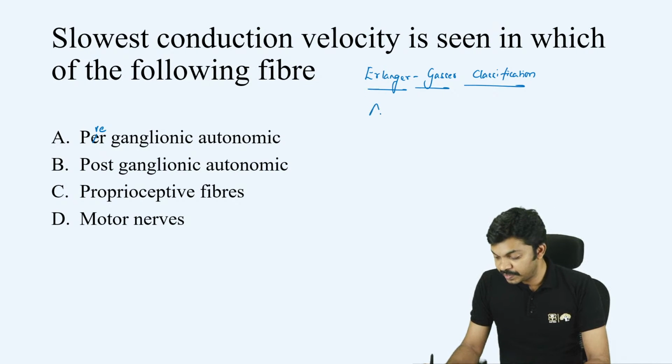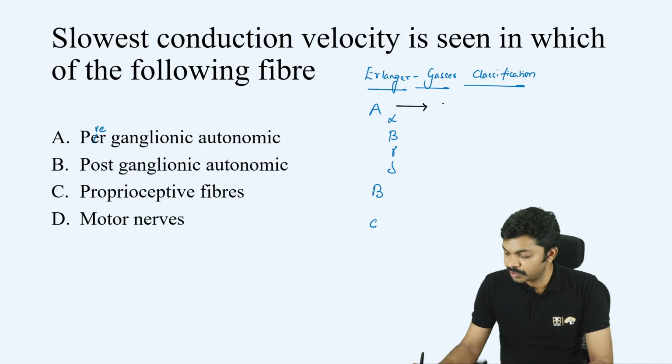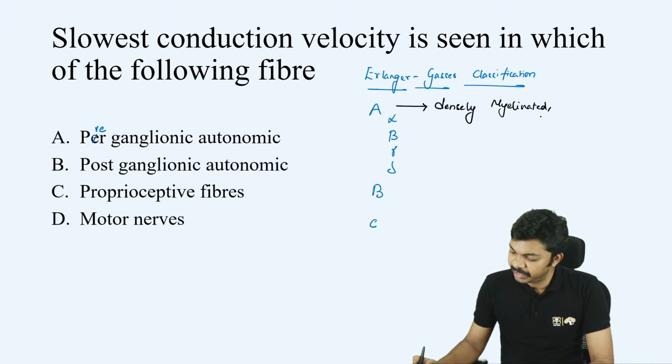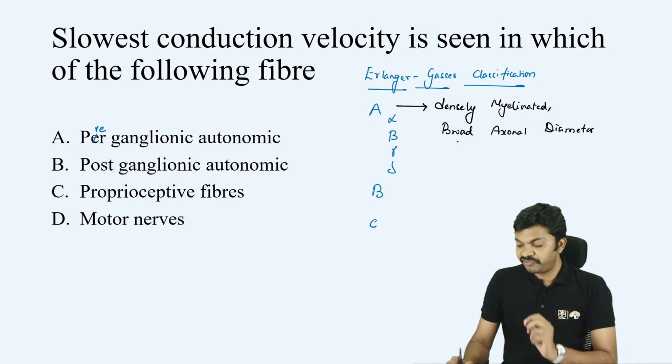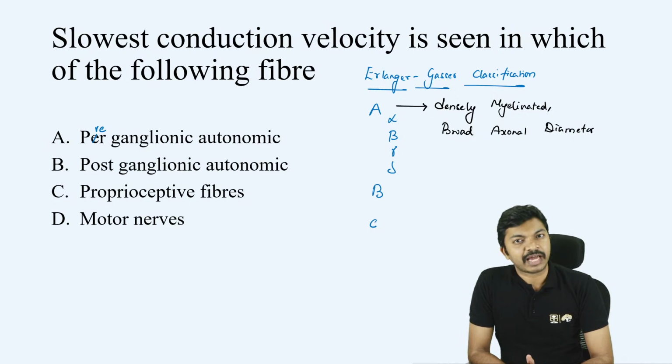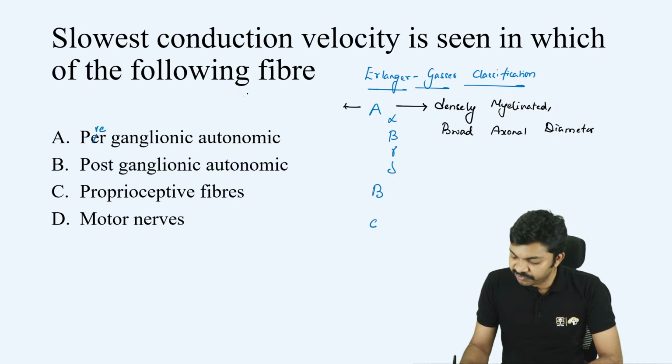The Erlanger-Gasser classification takes up A, which consists of alpha, beta, gamma, delta, and then B fiber, and then C fibers. A fibers are densely myelinated, as well as they have very broad axonal diameter. And these two features, density of myelination as well as diameter of an axon, are essential and critical for conduction velocity. Because both myelin as well as the diameter of axon is very big, A fibers are the fastest conducting fibers.